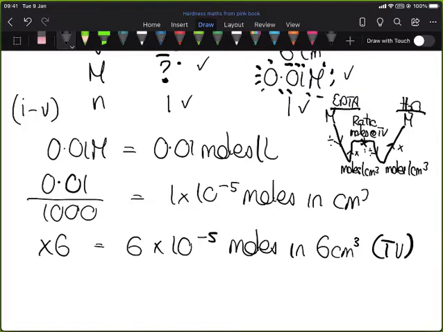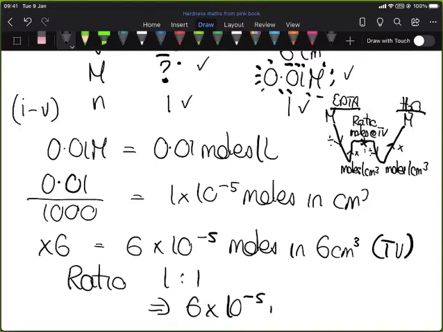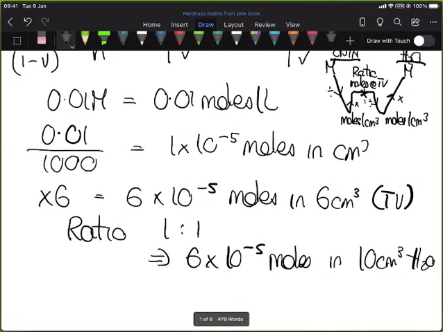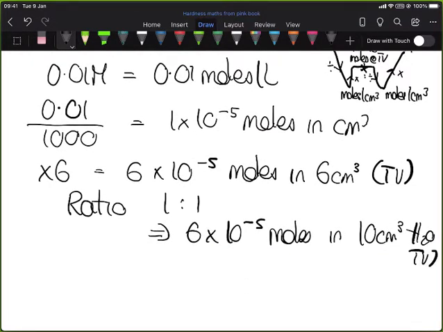So I'm now up at this flat part of my W. So here I use my ratio. The ratio is 1:1, so that implies I must have 6 by 10 to the minus 5 moles of the calcium carbonate in 10 centimetres cubed of water. So this is my other titre volume.